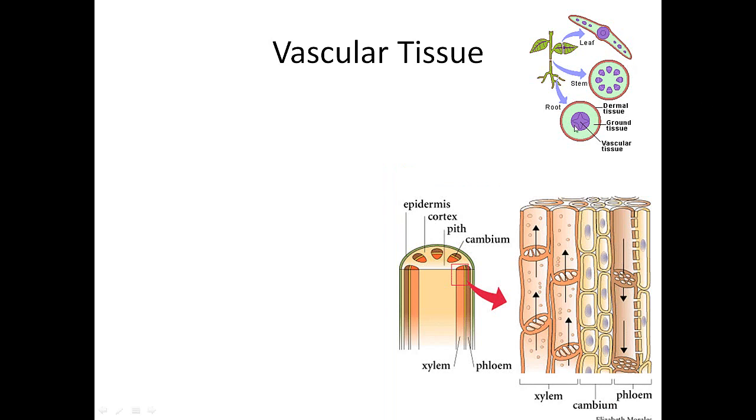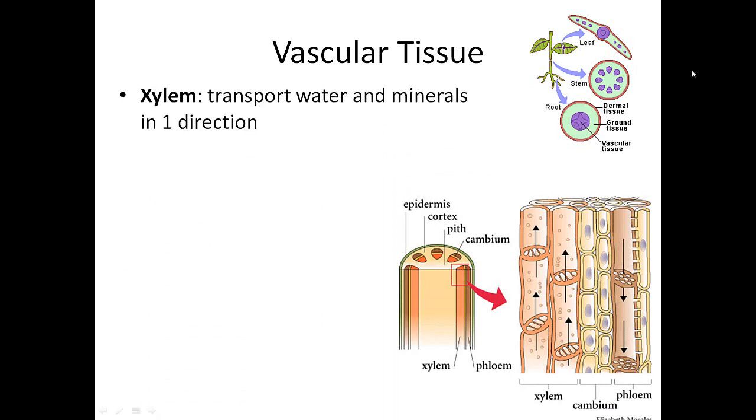Vascular tissue, in this picture, is the purple. Vascular tissue is made out of xylem and phloem, so think about it as the veins of the plant. Plants don't have blood. In your body, you have blood that carries nutrients around and wastes away. Instead of blood and instead of veins, plants have vascular tissue.